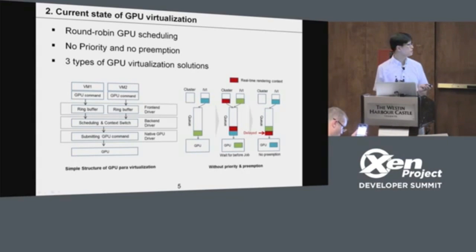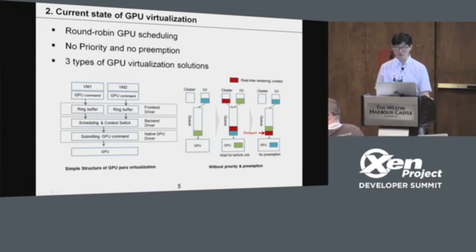Let's look at the block diagram. It shows a simple structure of GPU paravirtualization. The guest OS sends GPU commands to the front-end driver, and the driver saves them to a ring buffer. The front-end driver sends a request event to the back-end driver to handle them. The back-end driver sends GPU contexts to the native GPU driver by request order. The native GPU driver submits the GPU context to the GPU.